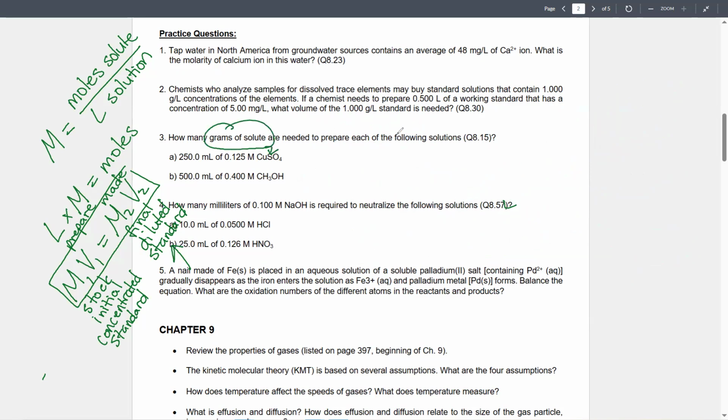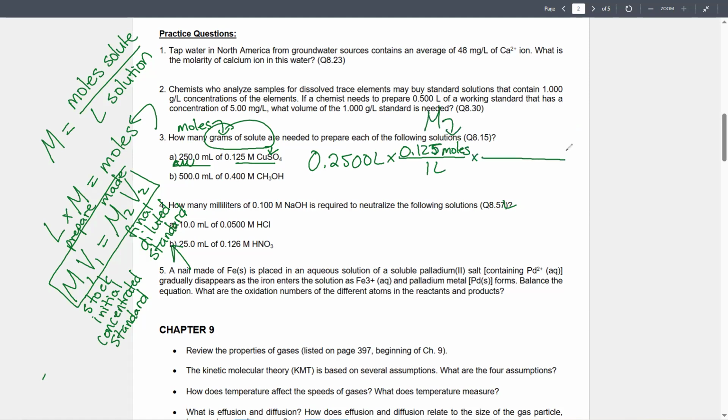Okay, so how many grams of solute? So I need moles, right? We need to go from moles into grams. And I have volume and I have molarity. So I need to turn my volume into liters so I can multiply it by molarity. 1, 2, 3. So I have 0.2500 liter times my molarity, 0.125 moles per 1 liter. That's what capital M really looks like.